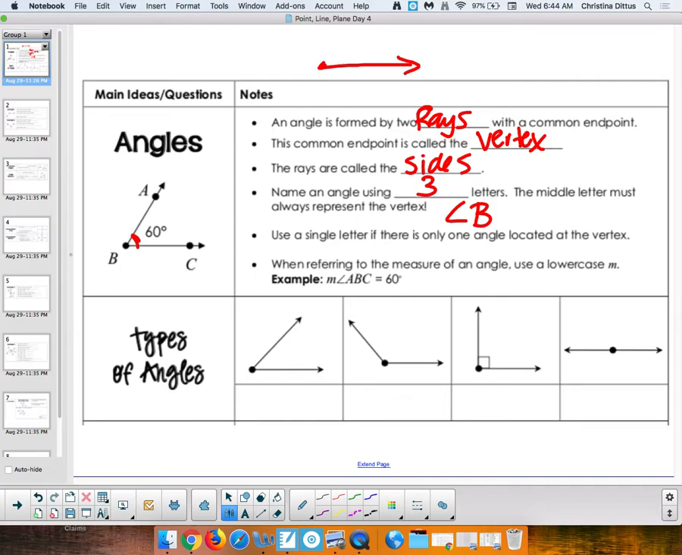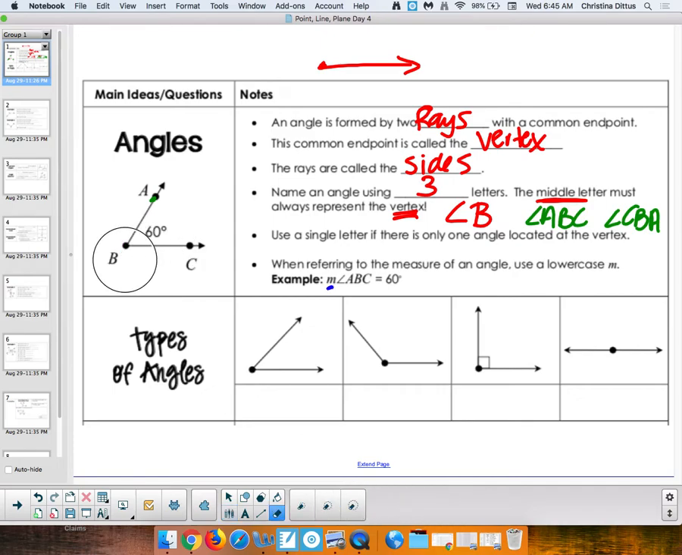When we use three letters, big thing, the middle letter has to be the vertex. So in this case, we got angle A, B is our vertex, so it has to be in the middle, and C. So angle ABC, I could also call it angle CBA. When referring to the measure of an angle, we use this little M that just tells me the measure. It's not really proper to say that angle ABC equals 60 degrees. That's why we use the measure thing, okay?